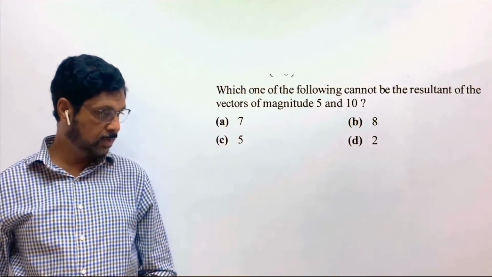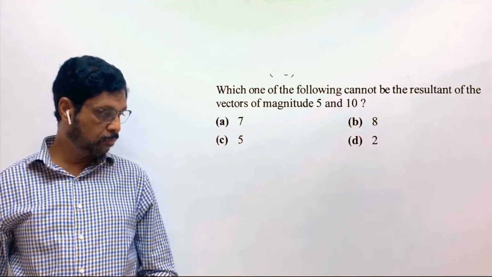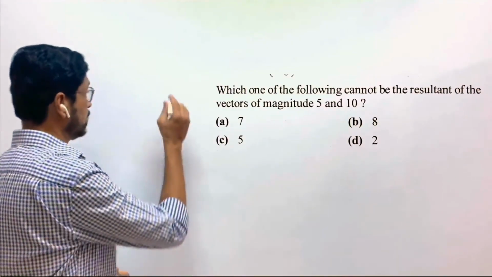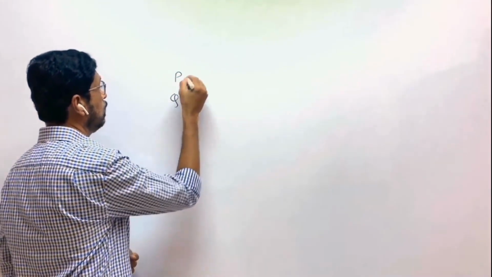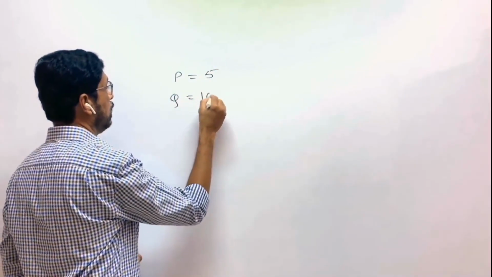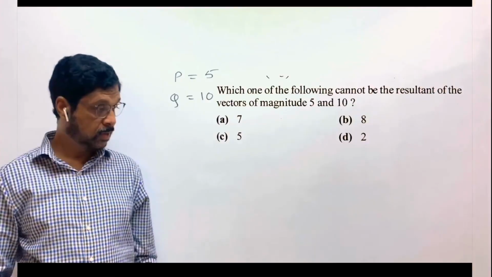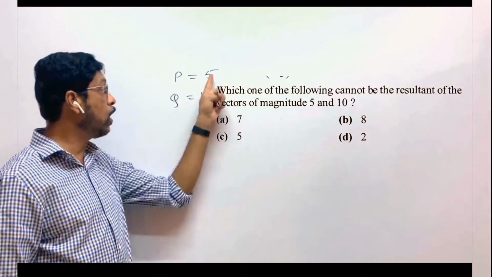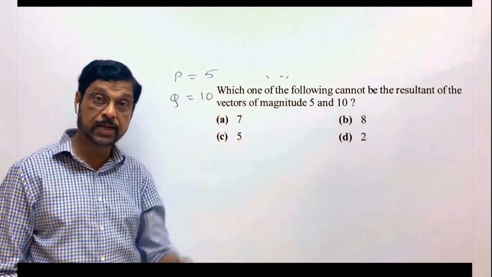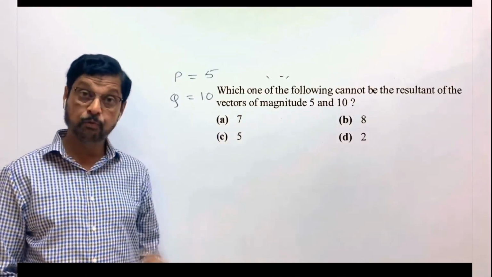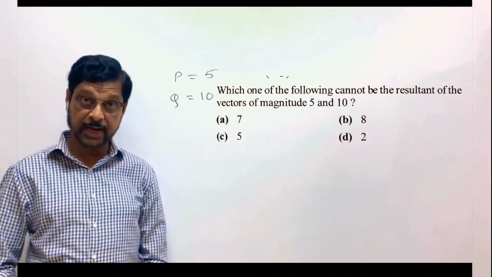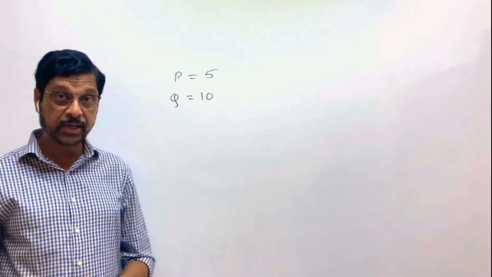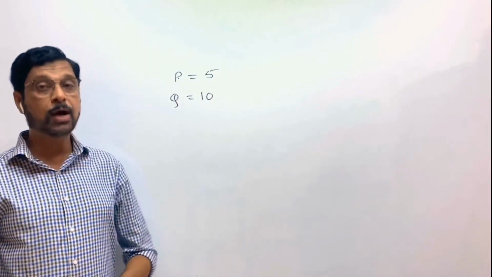Which one of the following cannot be the resultant of vectors of magnitude 5 and 10? There are two vectors, suppose P and Q. The magnitude of P is 5, the magnitude of Q is 10. 4 options are given there, and which one of them cannot be their resultant? Which one of them cannot be their resultant? What can be the maximum of their addition?